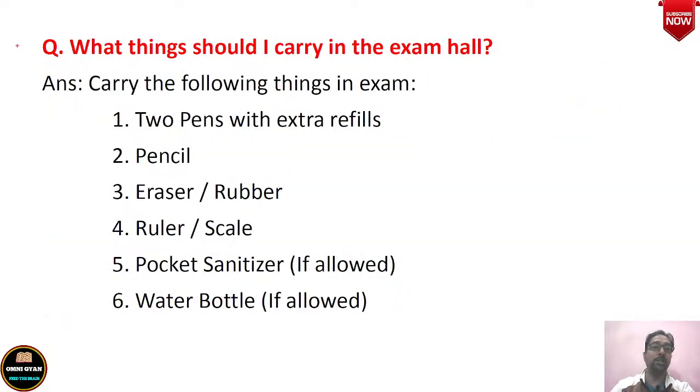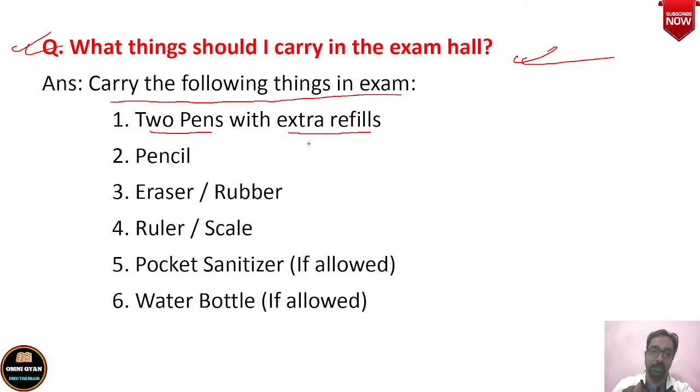Now, what things should I carry in the examination hall? Very, very important thing. You carry the following things in exam. 2 pens with extra refills, pencil, eraser, rubber. Eraser here means rubber. Ruler or scale. Pocket sanitizer is now not required, so no need to carry it. Don't carry this thing.